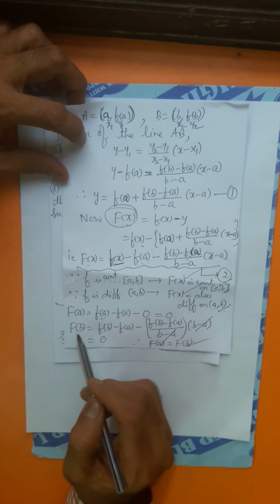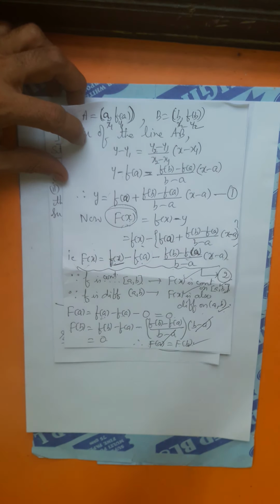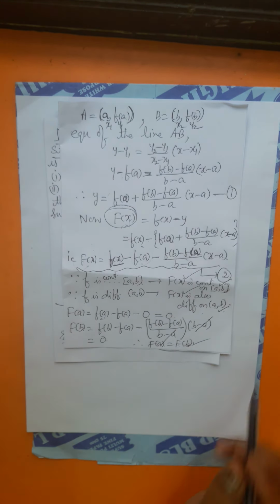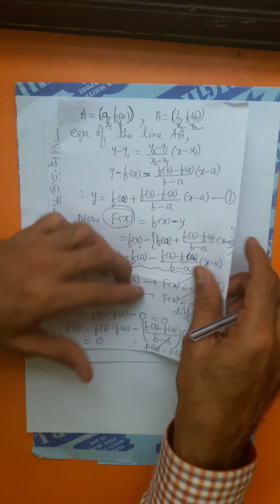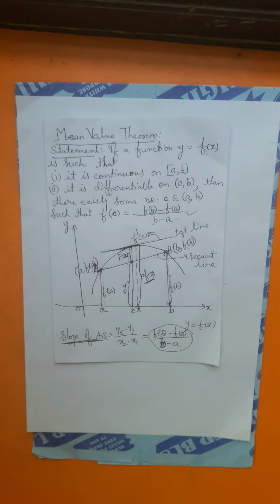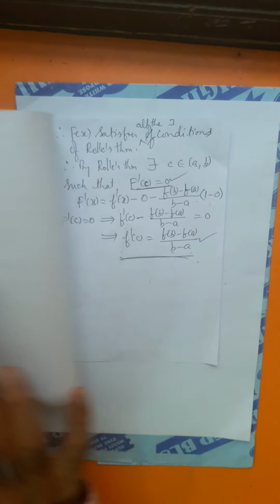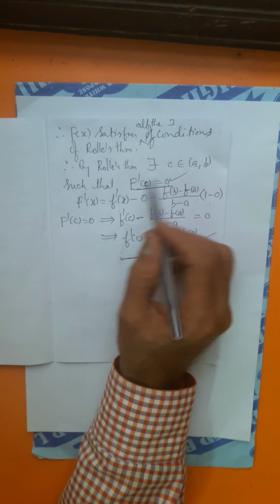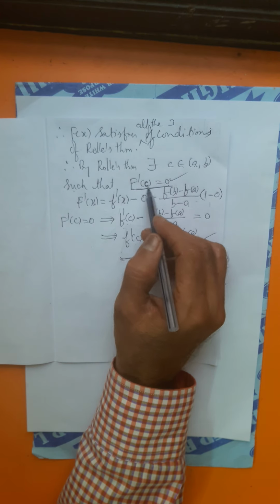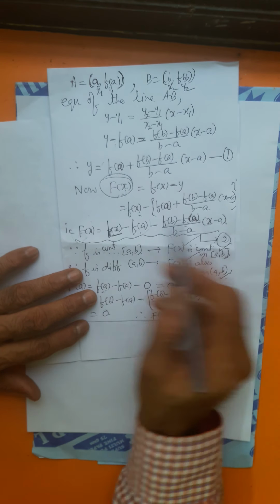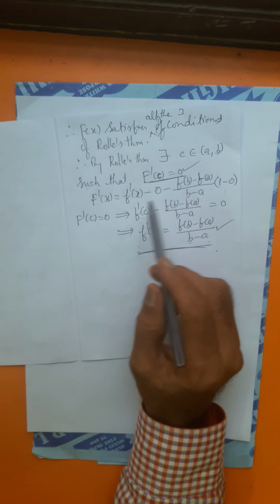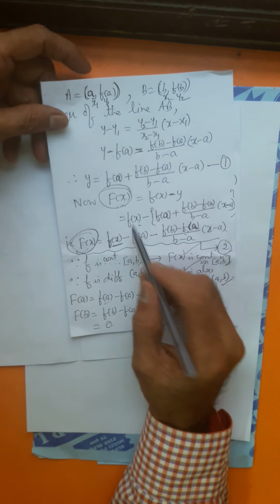Capital F at A is 0. Capital F at B is also 0. Capital F of A equals capital F of B. All three conditions of the hypothesis of Rolle's theorem are satisfied. Fine. And therefore, by Rolle's theorem, there exists a number C in the open interval AB for which capital F dash C is 0, because you are checking the conditions for capital F of x. So capital F dash C is 0. What is capital F dash x? You are differentiating this function.